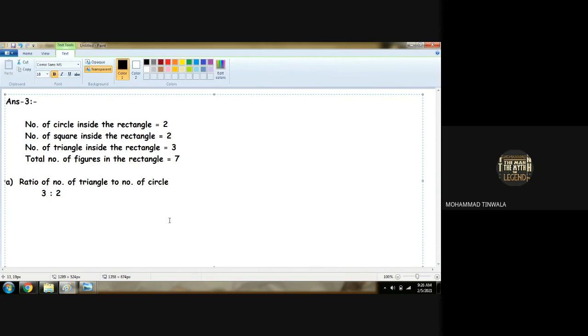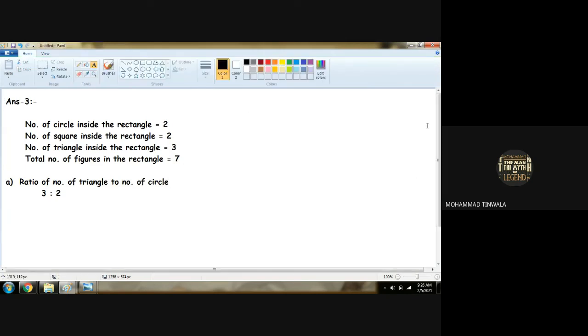So my job, first thing, is to place this in division form. Right? 3 upon 2. Now we will check whether 3 and 2 are divided by each other. It is not divided by each other. So the same thing will be placed in the form of ratio. So 3 is to 2 itself is the ratio of number of triangles to number of circles.